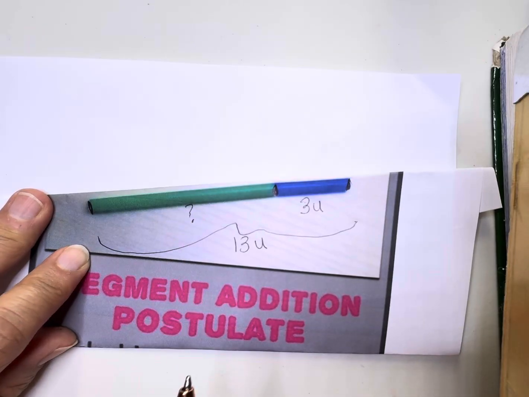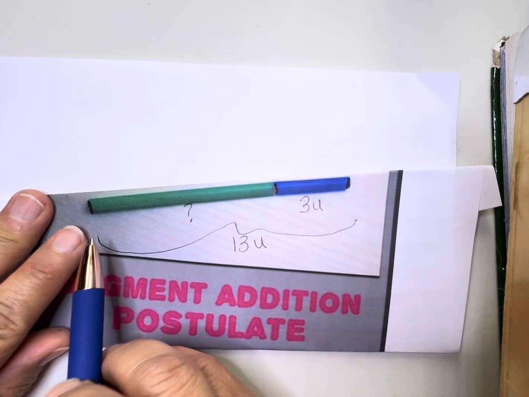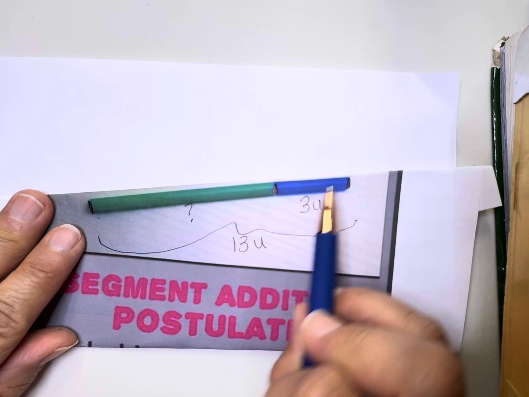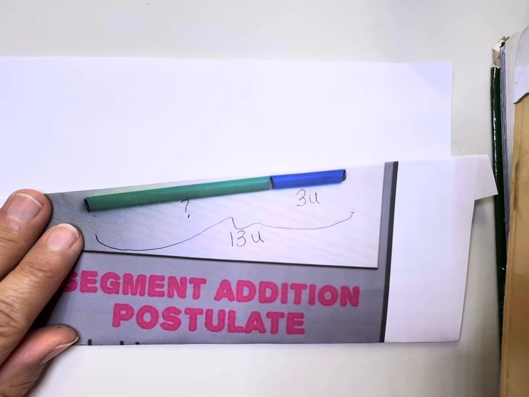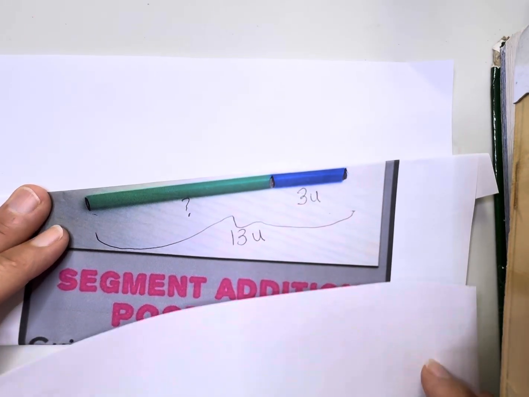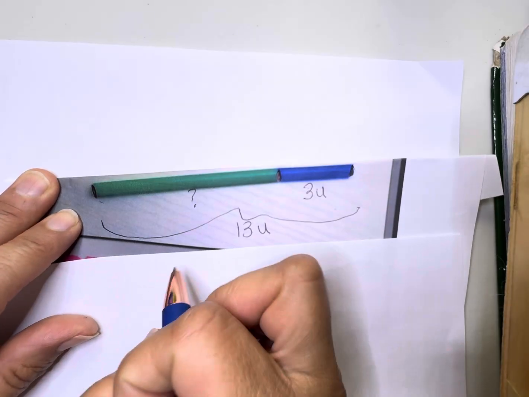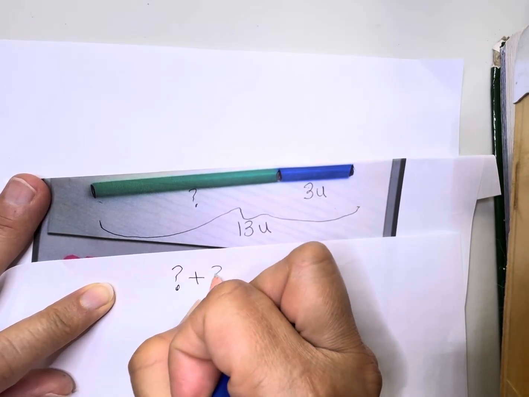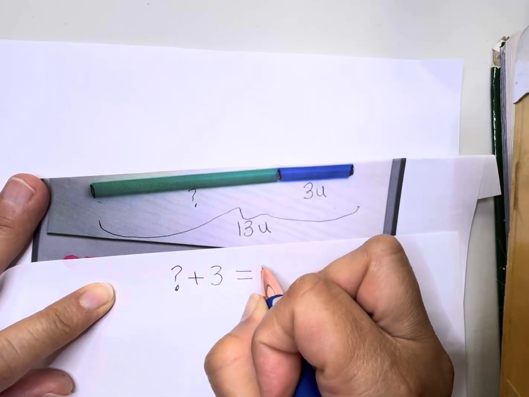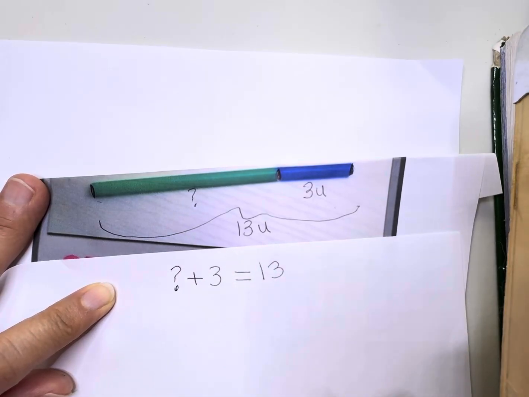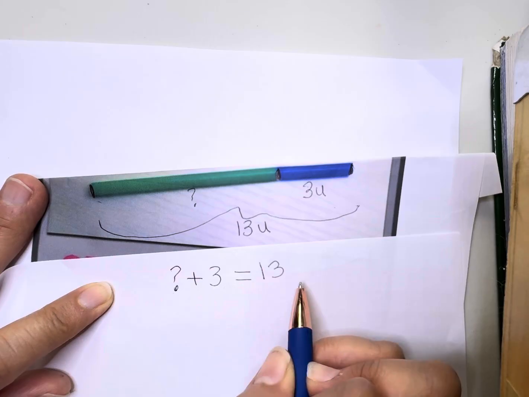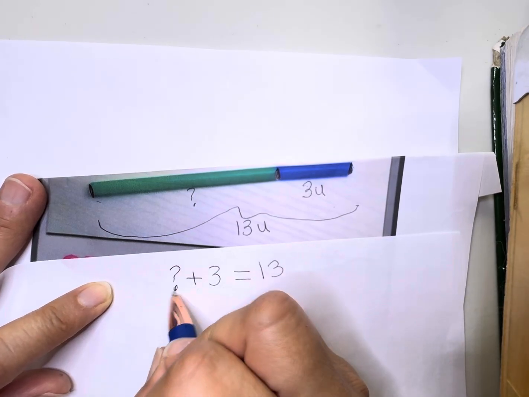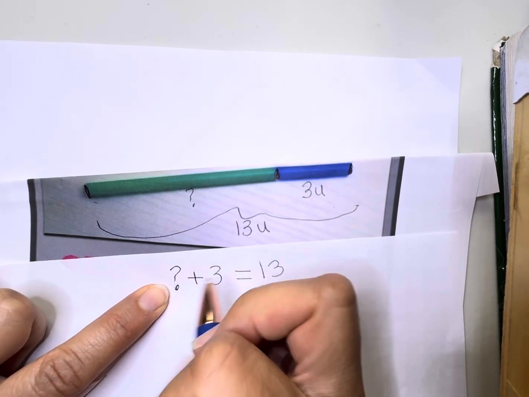So I'm going to write the segment addition postulate for this. That says piece plus the other piece equals the whole. So I'm going to write my equation right here. I don't know what the first piece is, the green piece, plus the 3 piece equals the whole thing. So what plus 3 gives me 13? You can use your algebra or you can just figure out what this number is. But I'm going to show you the algebra.